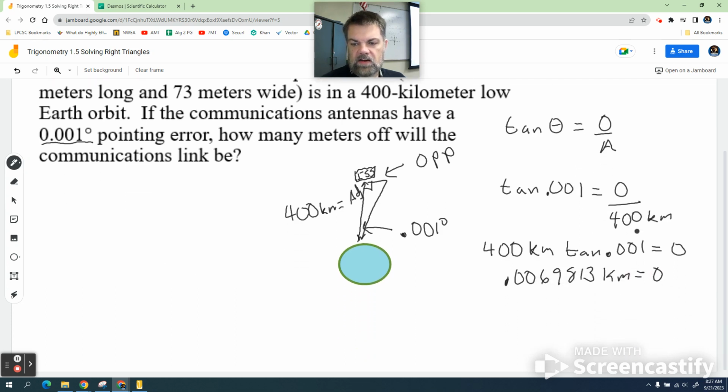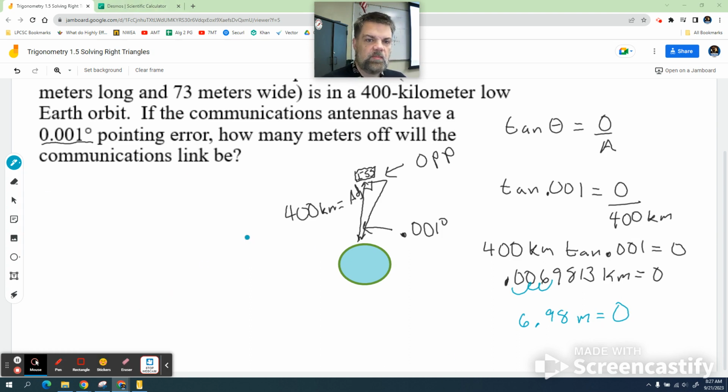Now, the other thing we got to remember is that if you wanted to change that to meters, you move the decimal 3 spaces. So I go 1, 2, 3. So it'd be 6.98 meters. And I'm pretty sure that's the answer.